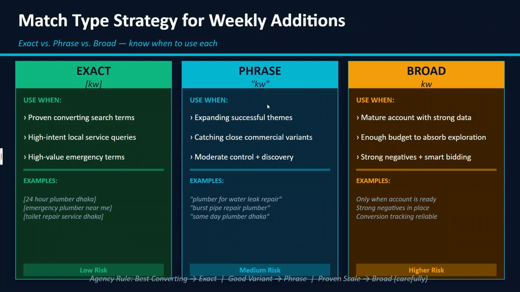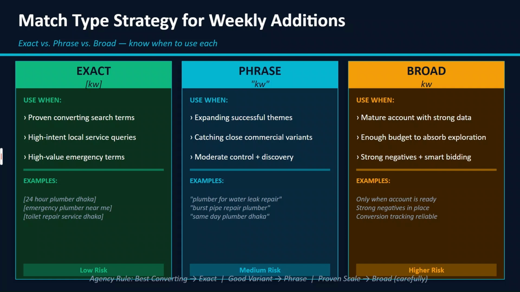And number three is broad match, no bracket or no quotes, generic. This reaches the widest audience, but, and this is important, only use broad match when your account is mature, your negatives are strong, you have conversion tracking working properly, and you are using smart bidding strategies. Broad match without those things will just waste your budget. So always remember the must-add negative keyword, a strong negative keyword list.